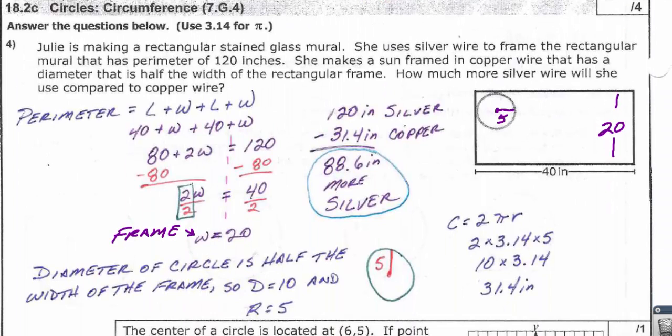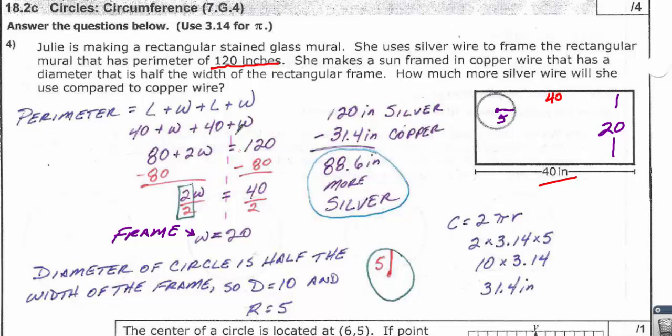All right, number 4. So Julie's making a rectangular frame. Now this is one where you do a lot of working backwards. So they tell you the perimeter is 120, and they tell you that the length is 40. Well, if that's a 40, then that's a 40. So you've got 120. Here's the work for that. You've got a 40 and a width and a 40 and a width. That means you have 80 plus the 2 widths equal 120. Take away the 80. We get the 2 widths equal 40, or the width is 20.